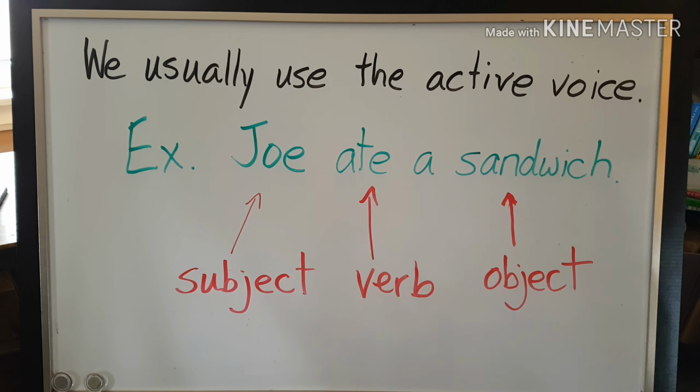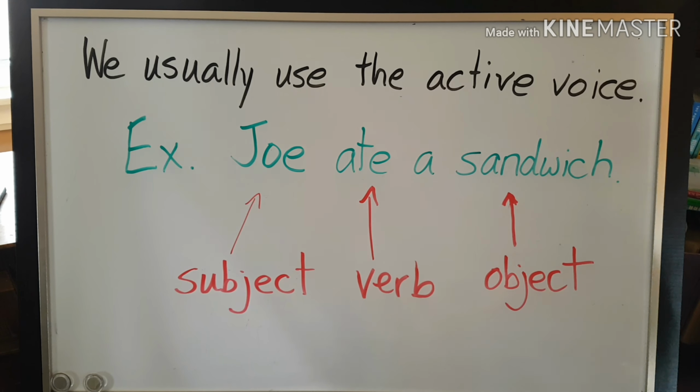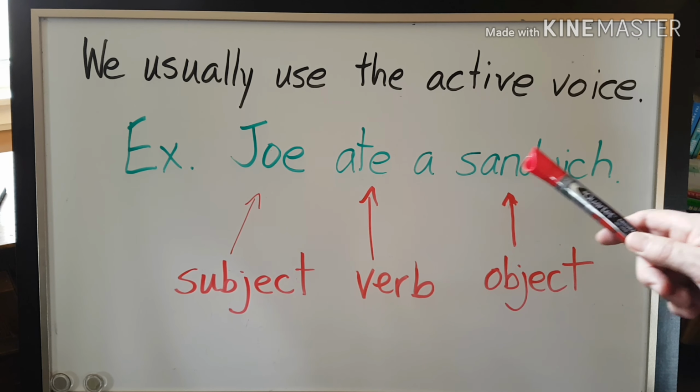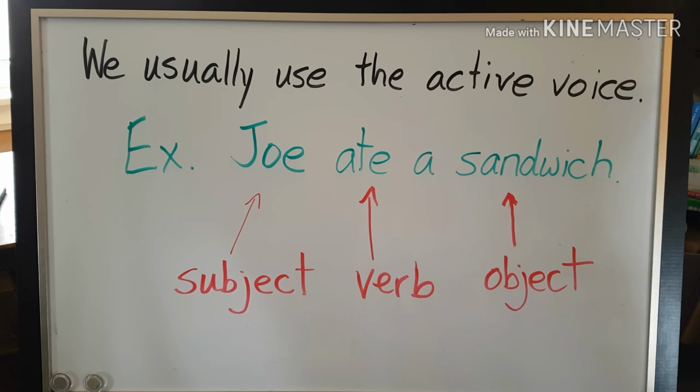So as you can see, Joe is the subject. That's the person doing the thing, doing the action. Ate, that's the verb. That's the action being done, what's happening. And the last part, a sandwich, that's the object. So 99% of the time, this is how we make sentences. We do subject, verb, object. Okay? Now I'm going to show you an example of a passive sentence.